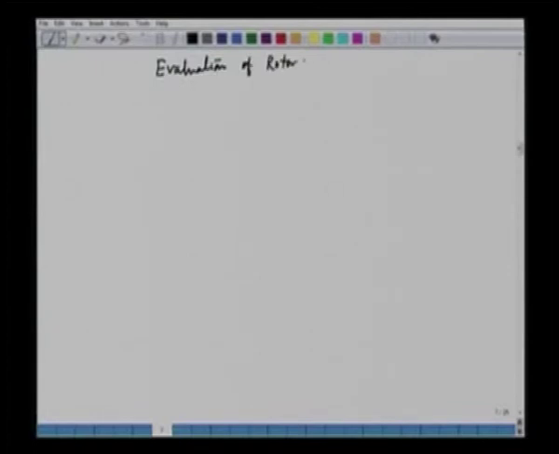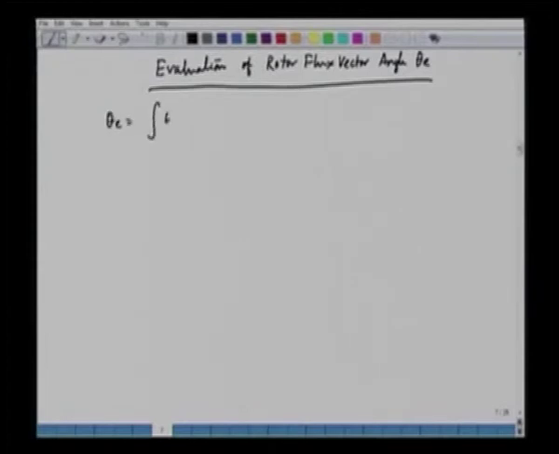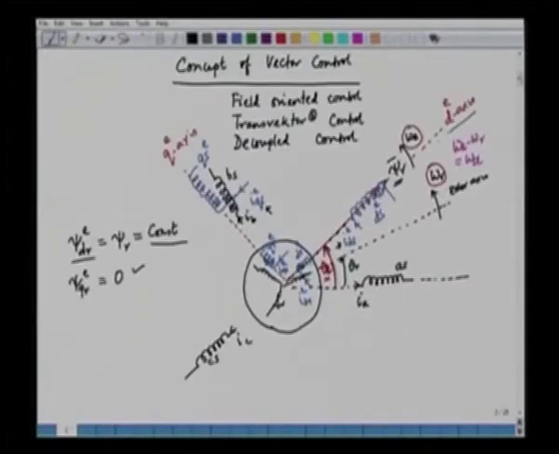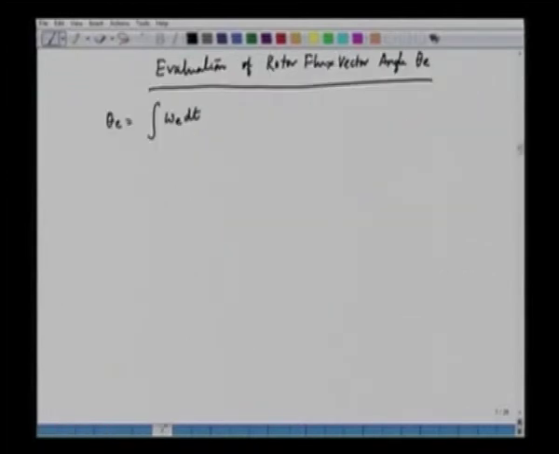Evaluation of rotor flux vector angle theta E. So we know that theta E is obtained by integration of omega E. Omega E is the speed of the reference frame, and this is also the speed of the rotor flux vector. Now, if we integrate this omega E, we get the angle that is theta E. That is one way. And how do you find out this omega E?